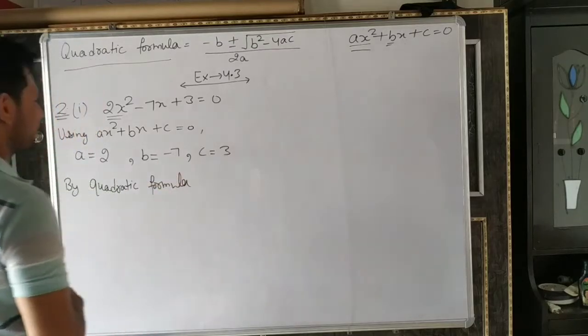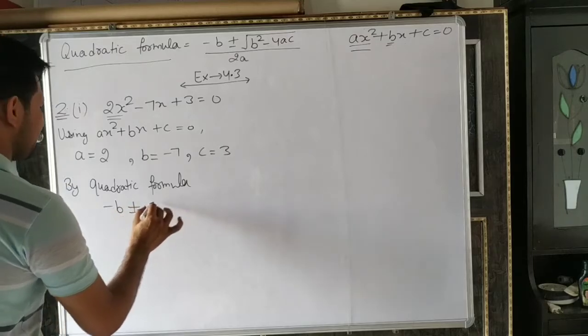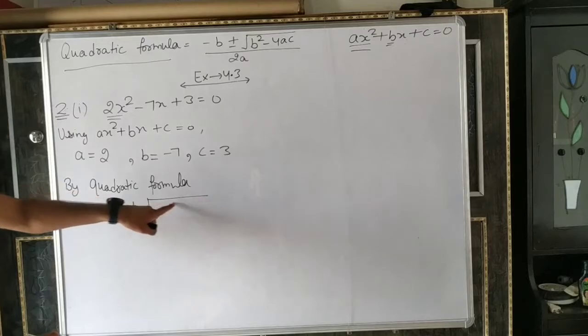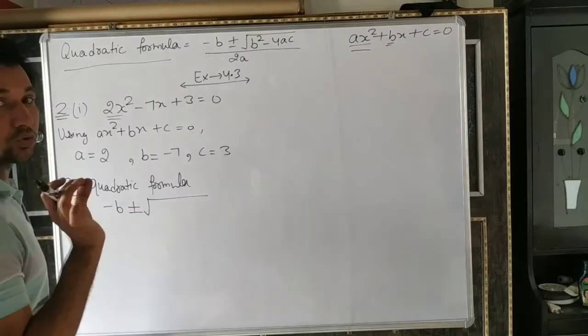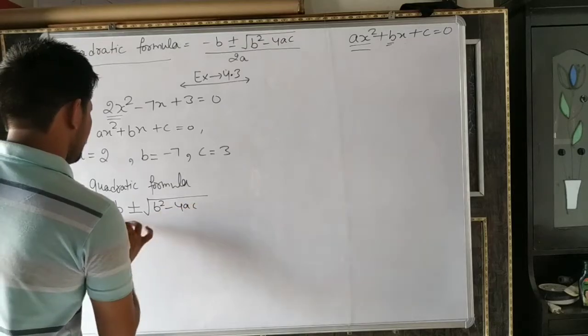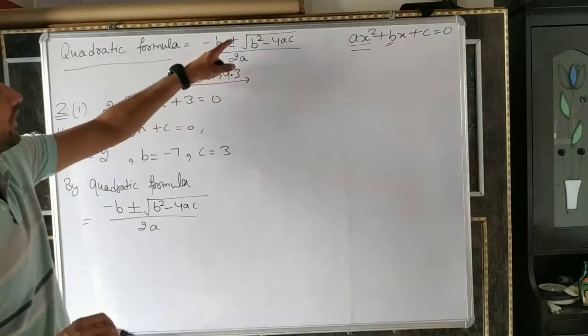So what is the quadratic formula? It is x = minus b plus minus the square root of b square minus 4ac, divided by 2a. We will always write the quadratic formula first. Now I will tell you the meaning of plus and minus.